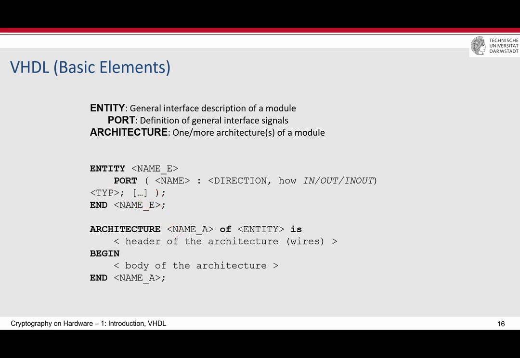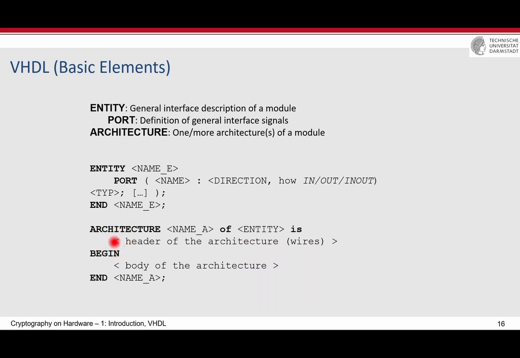But you will learn this by some examples for sure. Then again, end and the name of the entity that you set. And then the architecture, with any name that you want, of the entity. What is the entity? This name. If you put here, for example, function 1, you have to put function 1 here because you want to define one architecture for function 1.